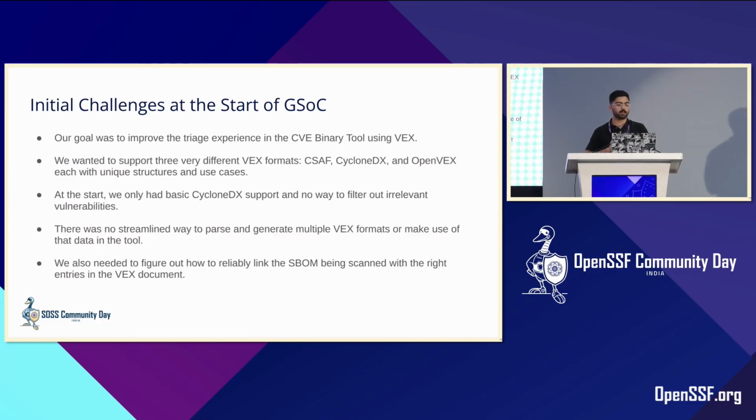That were mainly to improve the triage experience of the CVE Binary Tool using VEX. So we already supported VEX, but the support was very limited. We also didn't use external libraries for that, so any generation or any parsing was done in the tool itself. We wanted to support mainly three VEX formats: CSAF, CycloneDX, and OpenVEX. Earlier we only had CycloneDX support. We didn't have any streamlining.